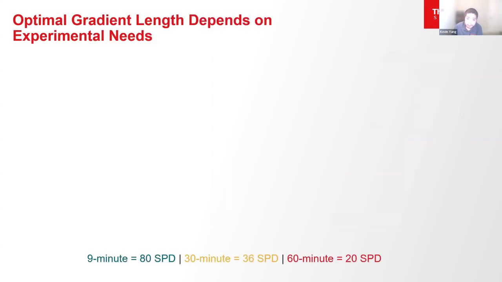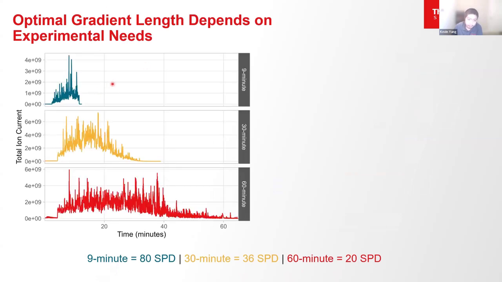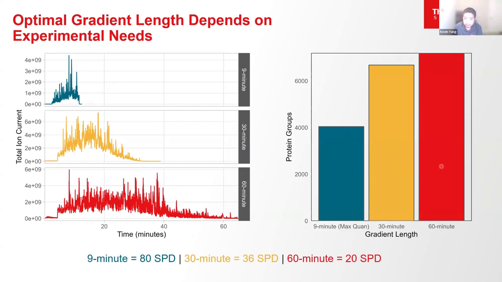Also, we developed different throughputs to support your different needs. We have the 60-minute gradient, 30-minute gradient, and also the very high throughput 9-minute gradient on the Orbitrap instruments. So here's a chromatogram of different gradients, and as expected, the longer the gradient you use, the more protein IDs you're gonna get, right? So it's all about what is your sweet spot here. We can support all kinds of gradients that you might want to run.